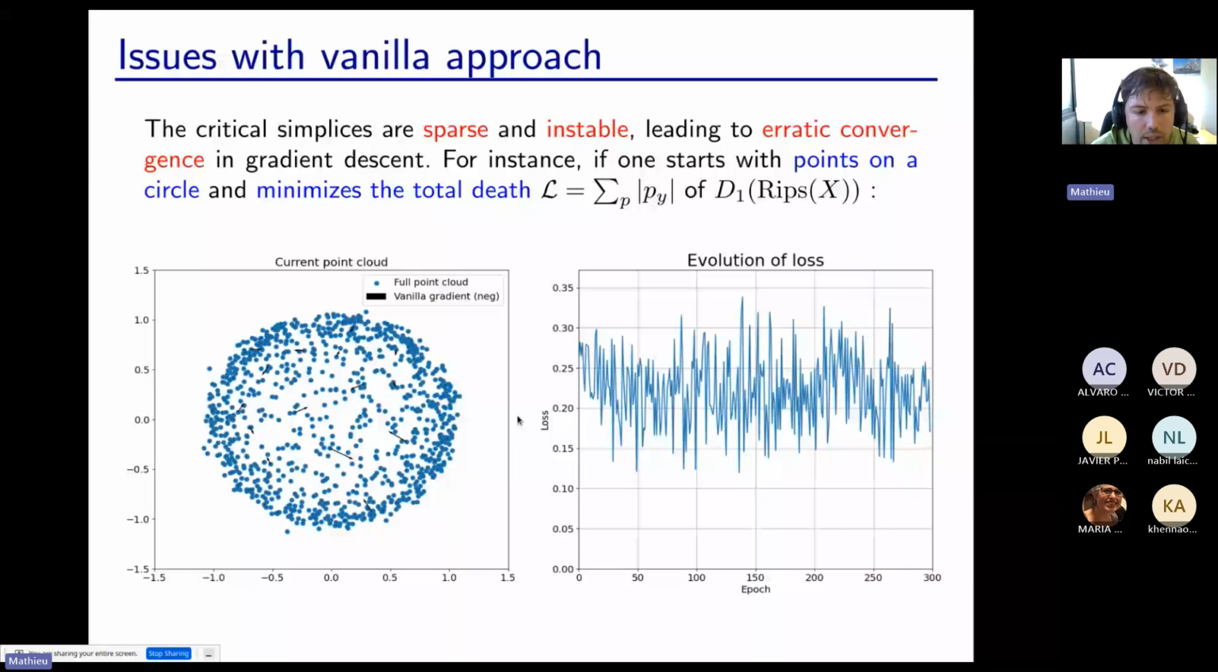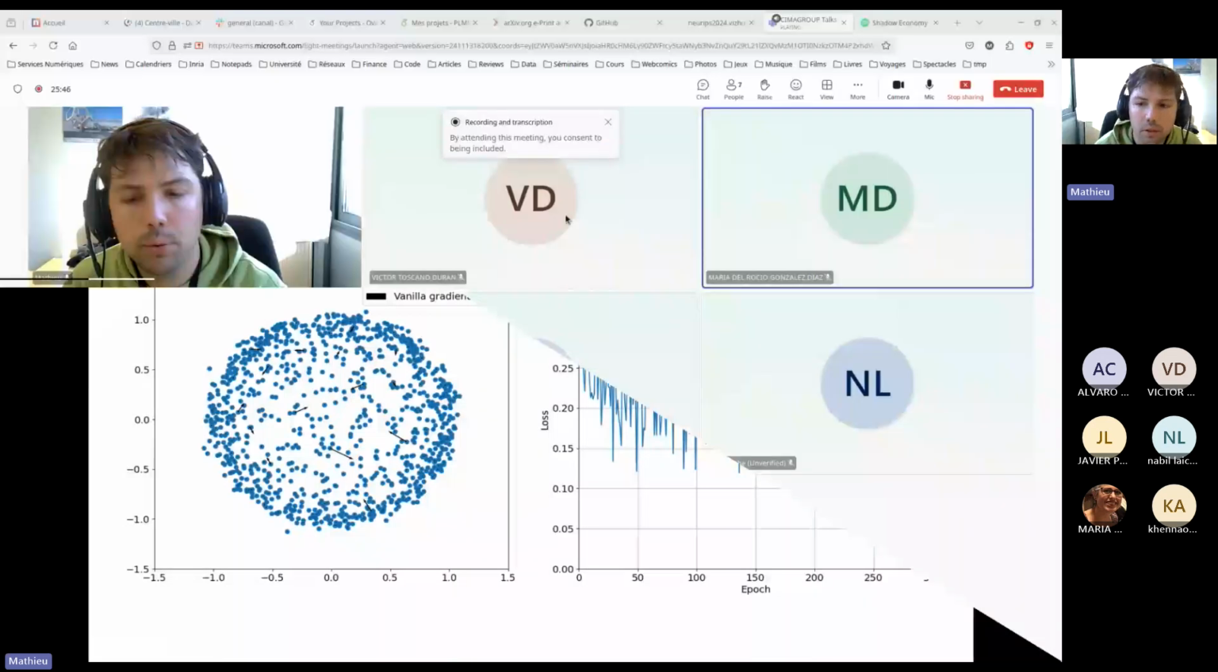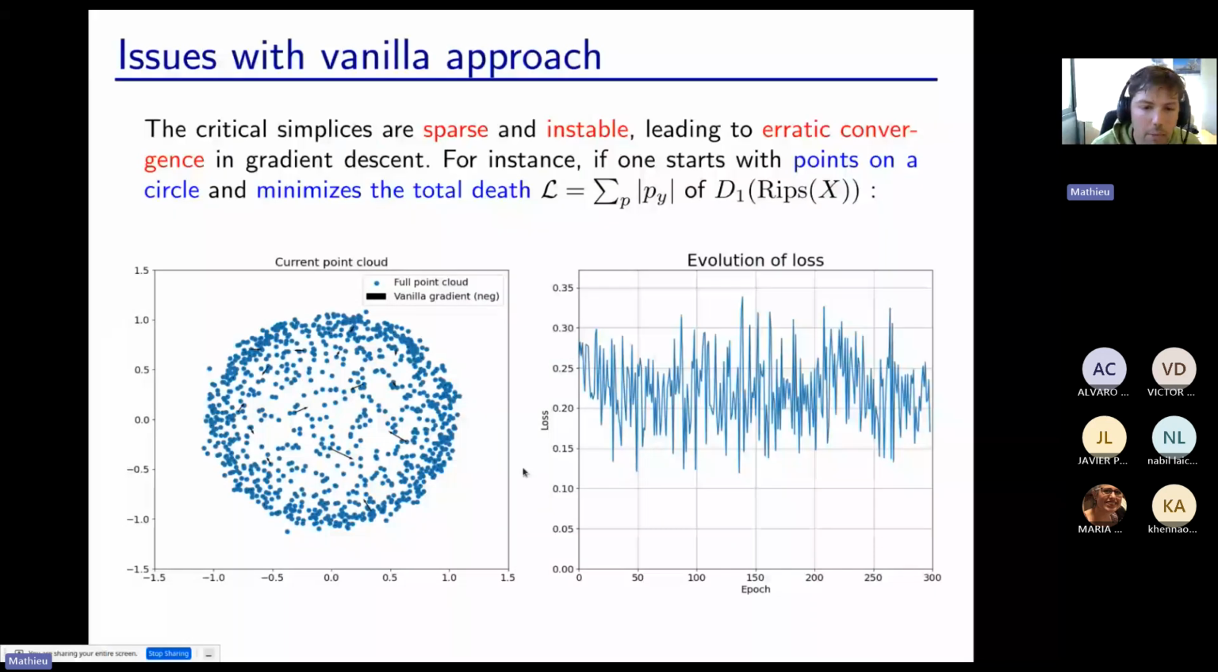Here, in that situation, I just wanted to optimize this point cloud so that it doesn't show any one-dimensional topology. What I had at the beginning was points sampled on a circle, and nothing in the middle, and I wanted to minimize the total depth, so basically to get rid of that circle by pushing some points towards the center. But again, based on those two facts, the gradient descent is super not efficient.